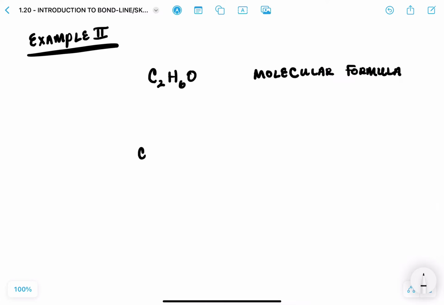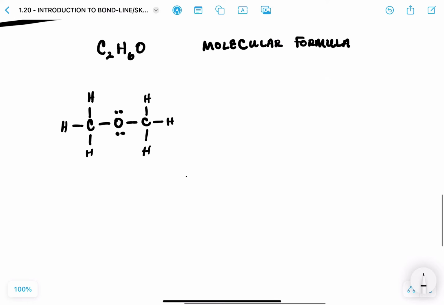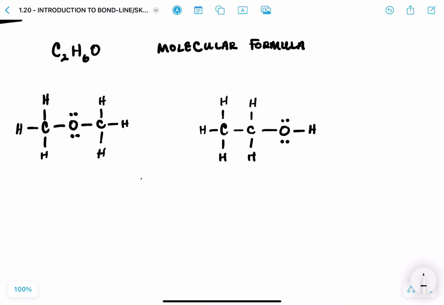So we're going to draw the first Lewis structure to look like that. And then another Lewis structure can look like the same molecular formula, but different connectivity. Therefore, it's an isomer. Now, in Lewis structures, the lone pairs are not implied. We draw them, right? And so these would be Lewis structures.